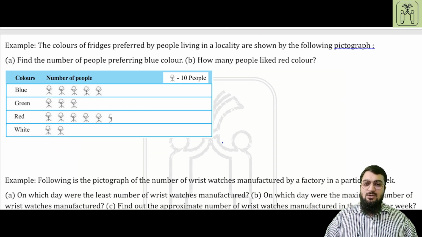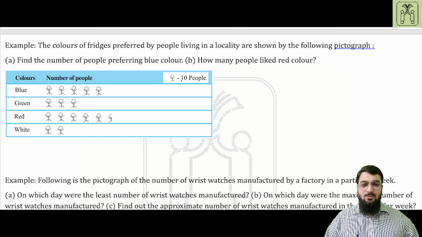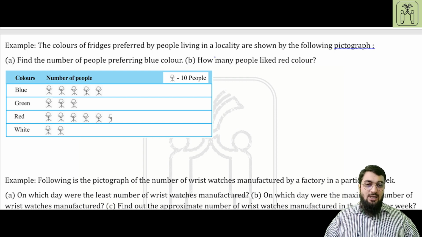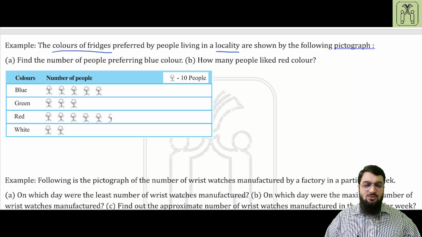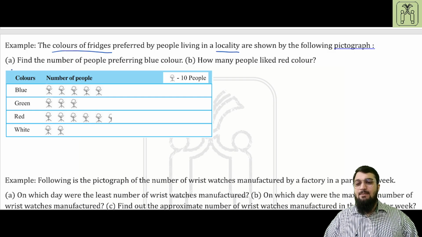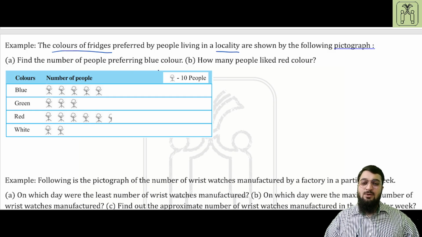The colors of fridges preferred by people living in a locality are shown by the following pictograph. So what is the thing which is to be voted for? That is the color of fridges, and there is some locality which has not been mentioned, so it might be any locality. Part A, find the number of people preferring blue color. Okay, so this is now the scale. So scale means that this will represent 10 people.